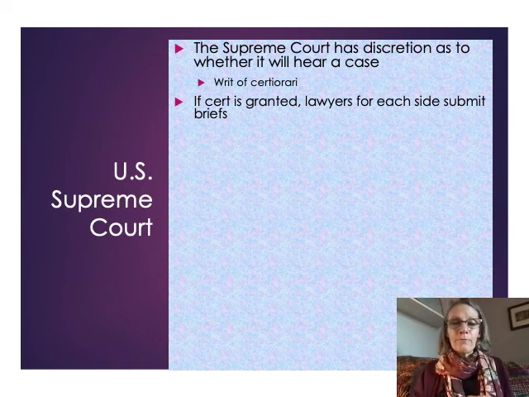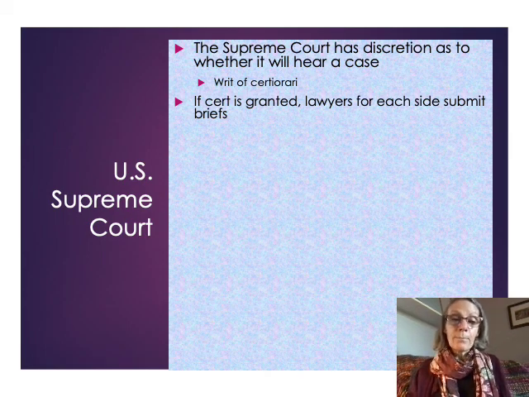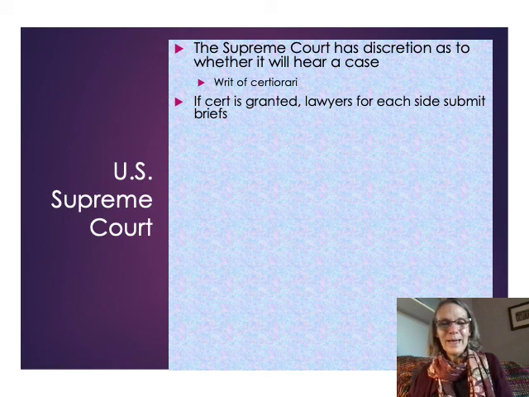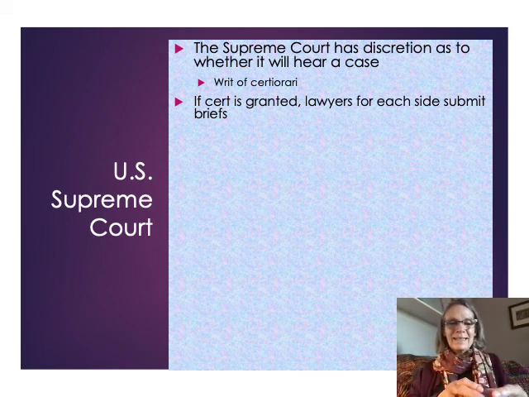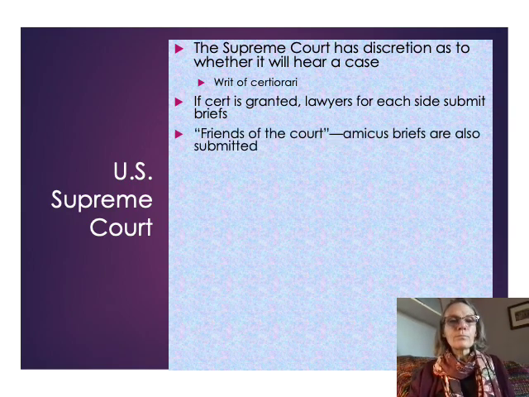Once cert is granted, lawyers for each side of the case submit briefs to the Supreme Court, making the argument about why a law is unconstitutional or why a law is not unconstitutional, right? Both sides will submit briefs to the court, basically telling them why they think the court should rule in their favor.